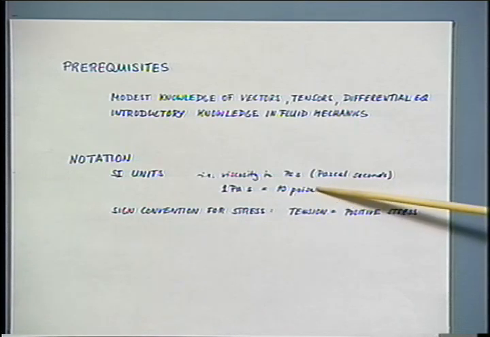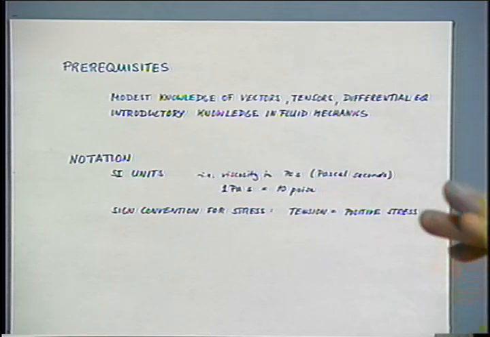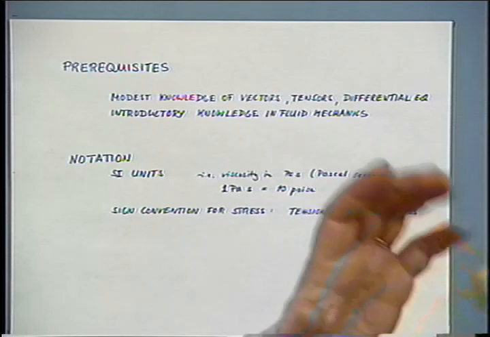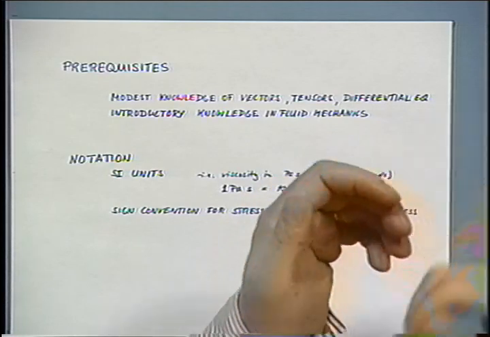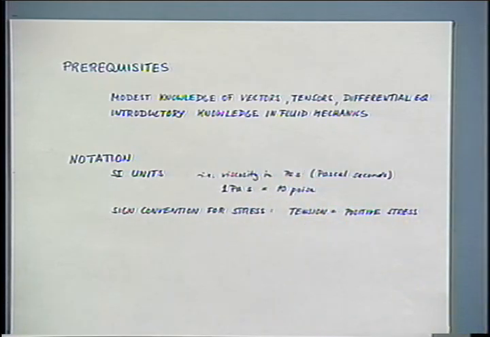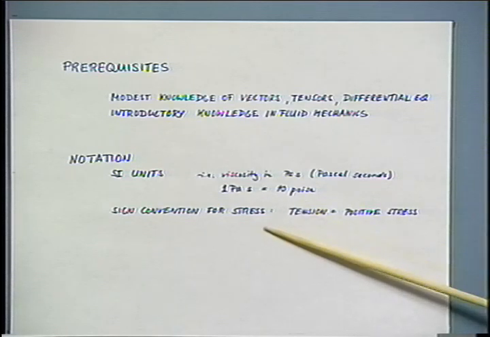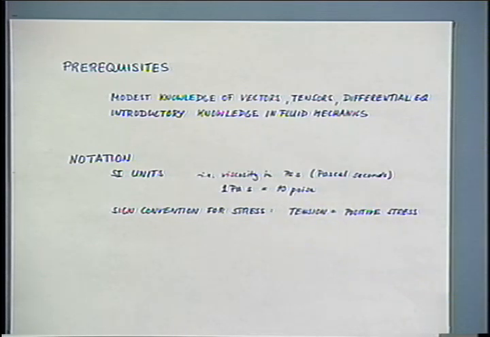So the viscosity of a polymeric material is in the order of 10 to the 3 Pascal seconds, or 10 to the 4. And due to shear thinning, when you deform the material, that can decrease by 2 orders of magnitude. The sign convention for the stress will be the following.